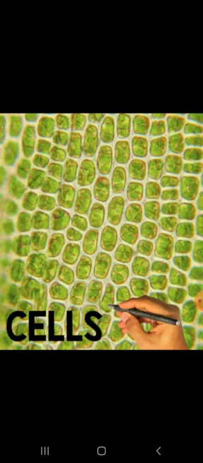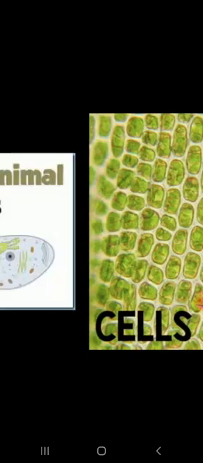First of all, the cell. We know that the cell is the basic structural and functional unit of living organisms. All the living organisms on the earth are made up of this tiny unit, the cell. Basically we have two types of cell. Number one is the plant cell and the second is the animal cell. Plant cell and animal cell are the basic structural and functional units of plant and animal respectively.